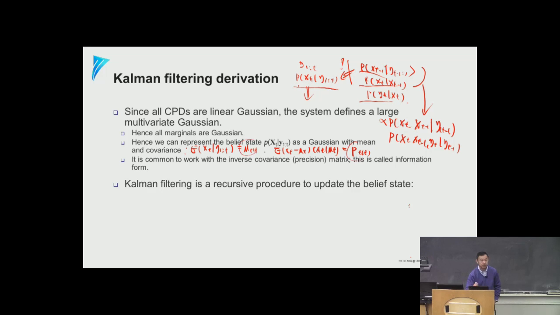We need to compute these two things, which is hopefully already reminding you of what happened in factor analysis. In factor analysis, when we say inference, at the end of the day, we want to compute some conditional mean and conditional covariance, right? So likewise here. So here is a strategy that we can take, and we can cover the details in the next lecture.